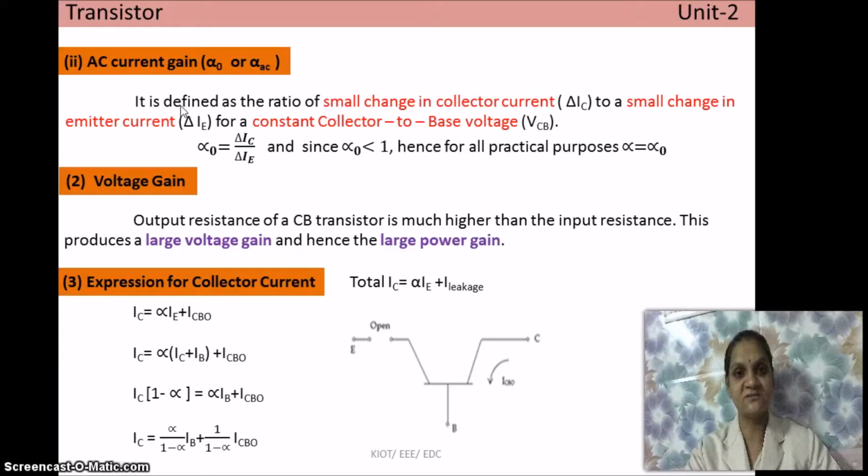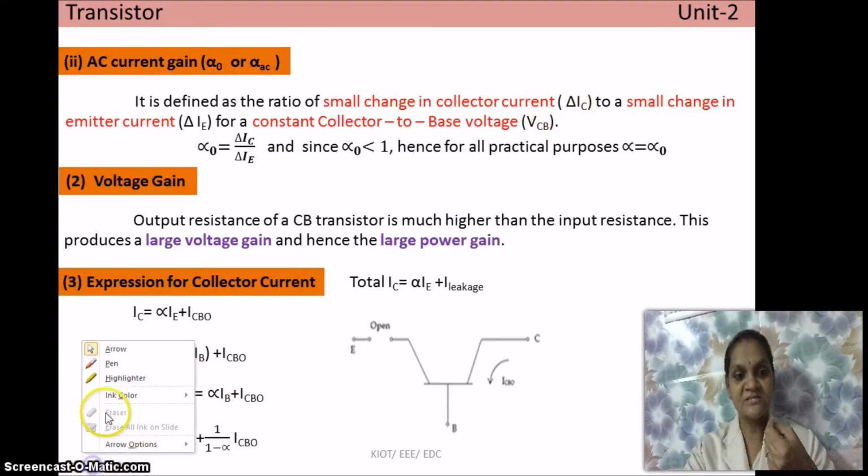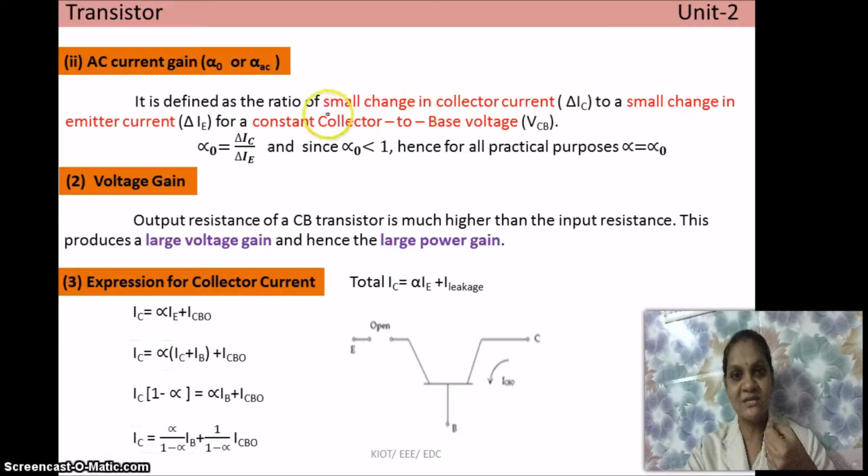This current gain is called AC current gain. AC current gain means it is varying with respect to time. At each and every instant of time the signal is varying because it is sinusoidal in nature. So at one particular time instant we can't measure the current gain. We have to take some portion, and that portion is nothing but delta, a small change. It is the small change in the output current to the small change in the input current at a constant output voltage.